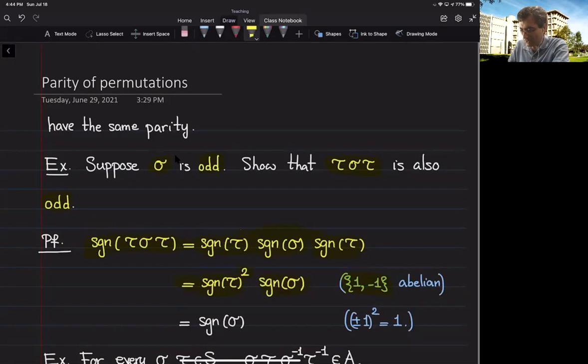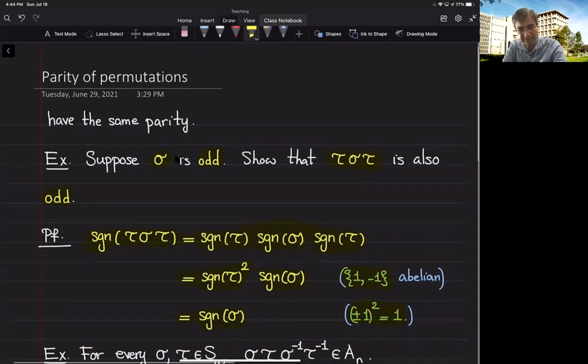Now again, notice that every element here squared ends up being 1. 1 squared is of course 1. Negative 1 squared is again 1. So because of this, I know that sign of tau squared is definitely 1, so I can get rid of it. I end up getting sign of sigma. So sign of tau sigma tau is simply sign of sigma. And therefore that means tau sigma tau has the same parity as sigma.